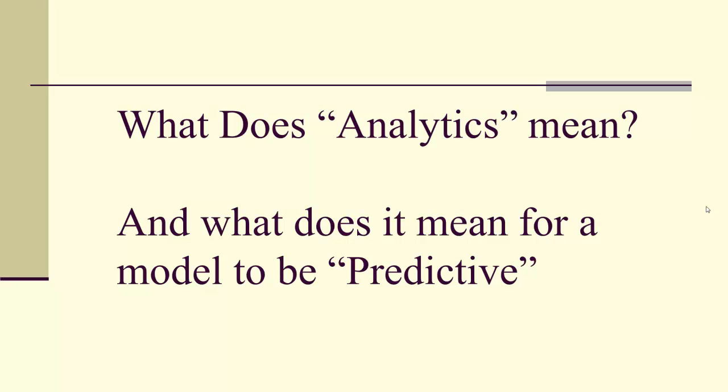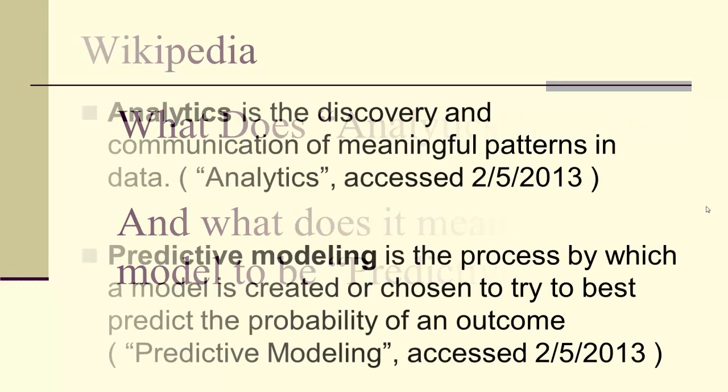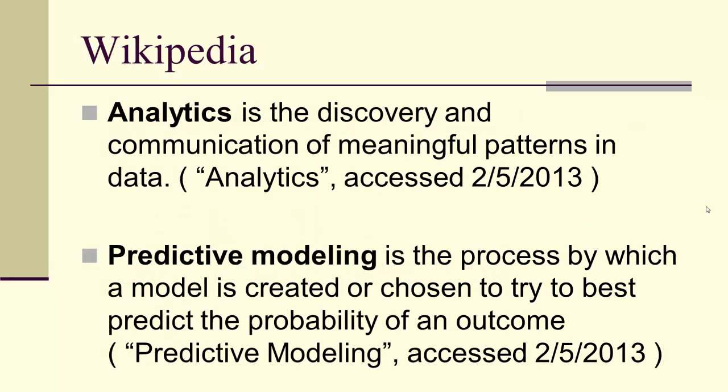So what do we mean by analytics, and what does it mean for a model to be predictive? Let's go to the source. Wikipedia tells us that analytics is the discovery and communication of meaningful patterns in data. That tells us that predictive modeling is the process by which a model is created or chosen to try to best predict the probability of an outcome.